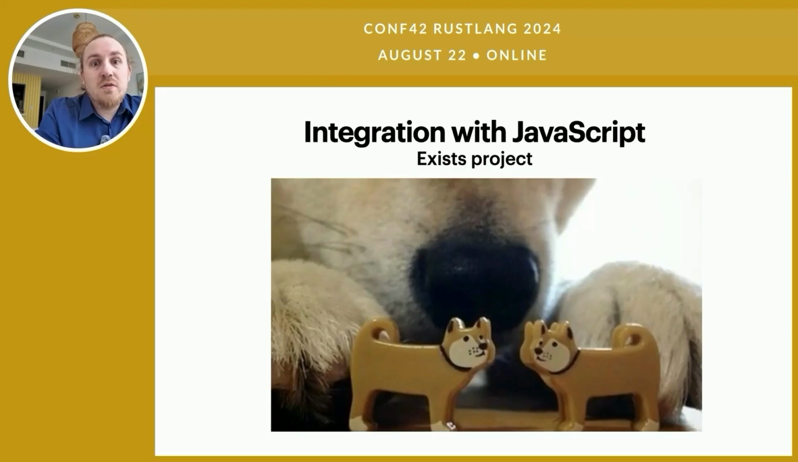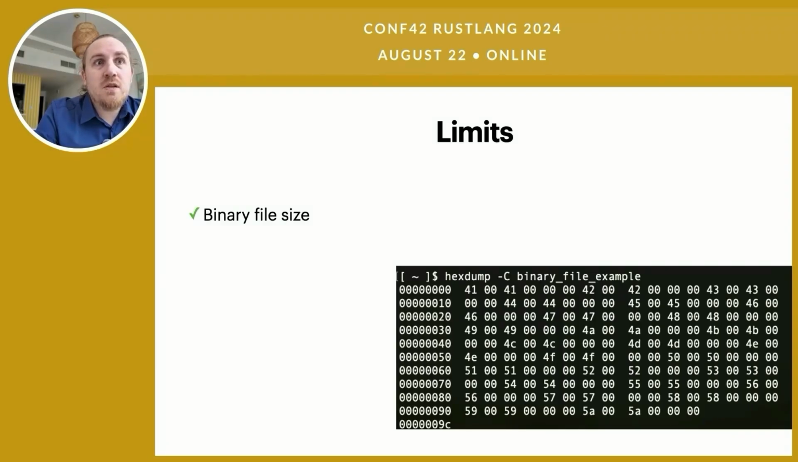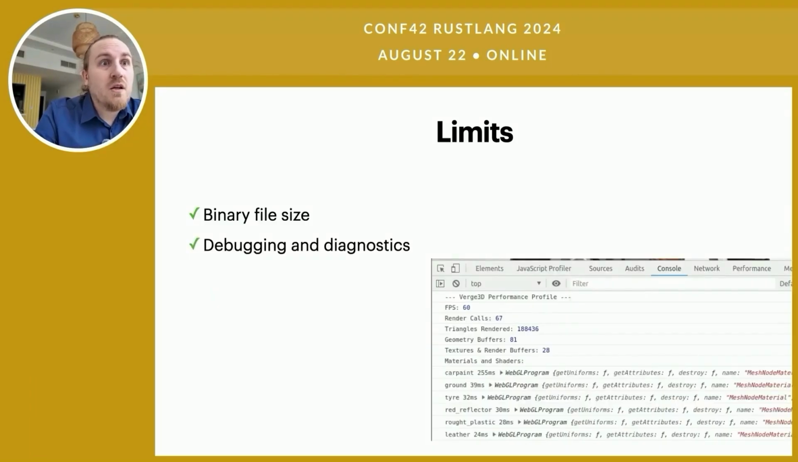Now a little bit about limits and how we can struggle with them. WebAssembly binaries can be quite large, which increases download time and the amount of data transferred. This problem is solved by removing unused code and the various techniques described above. The next point is debugging. Debugging WebAssembly can be difficult, especially due to the lack of detailed error messages and limited tool support. Use the WASM backend to generate a source map, which helps link WebAssembly code with the original Rust code.